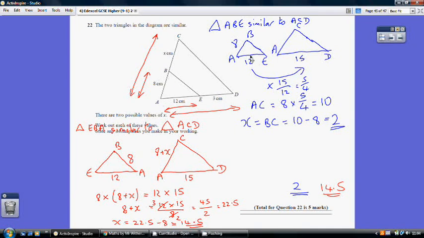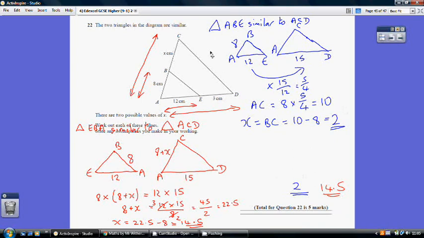We've got the length AB being 8, AE being 12, and A to D being 15. Comparing the smaller triangle to the bigger triangle, we've got the common side being the base, so our multiplier is 15 over 12, which is 5 over 4. We need to work out x, which is a component of AC. AC is simply 8 times the 5 over 4, which is 10. Because AC is 10 and AB is 8, BC, which is x, has to be 2. So our first solution for x of 2 is very straightforward, and that was with the assumption that ABE is similar to ACD.